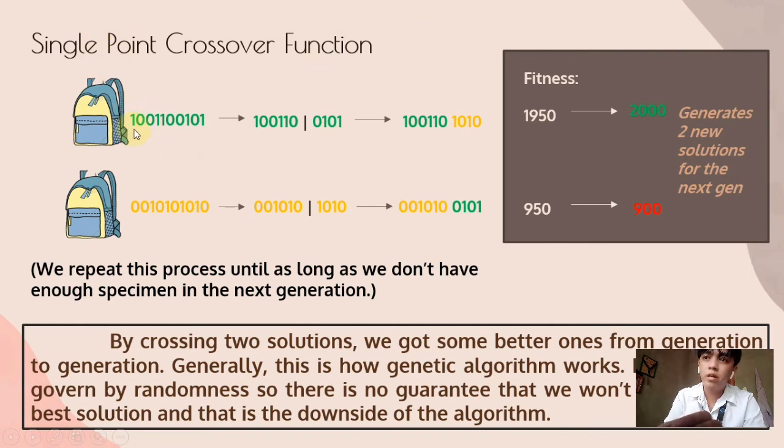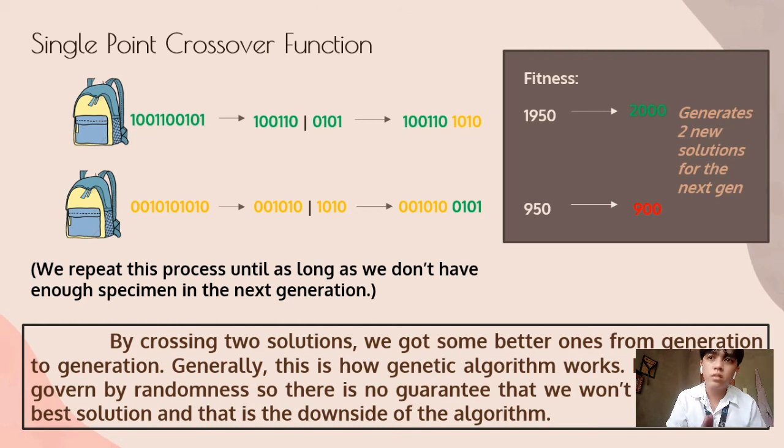The binary representation of knapsack number 3 is 100110 then 0101. Knapsack number 7, the 950 grams, is 001010 then 1010. The last 4 binary digits of knapsack number 3 are swapped with those of knapsack number 7, which are 0101 and 1010. So, if you understood, guys, swapping the two is called the single point crossover function.